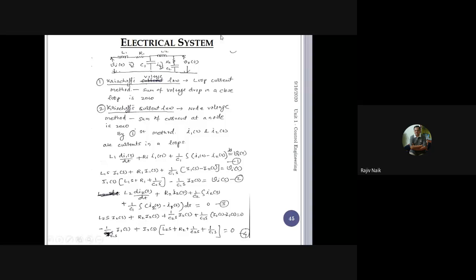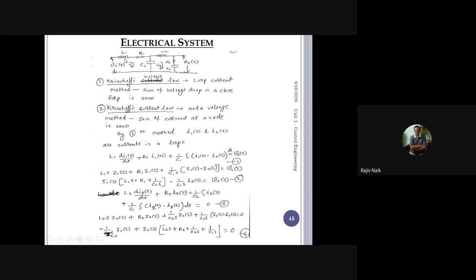So this is the problem. Vi is the input, V0 is the output. So we are using Kirchhoff's voltage law. That method is called the loop current method. We are using that method. Don't get bothered about the second method, we have not yet covered that. First method only: Kirchhoff's voltage law, loop current method.